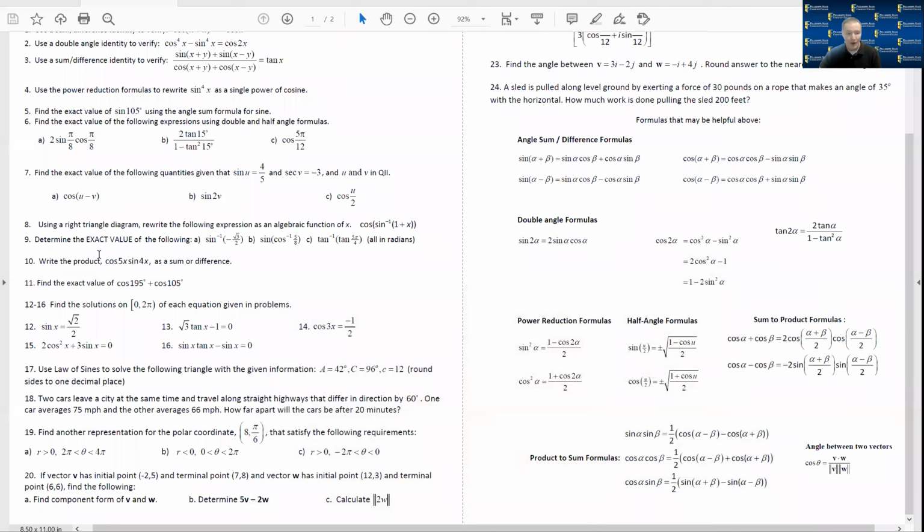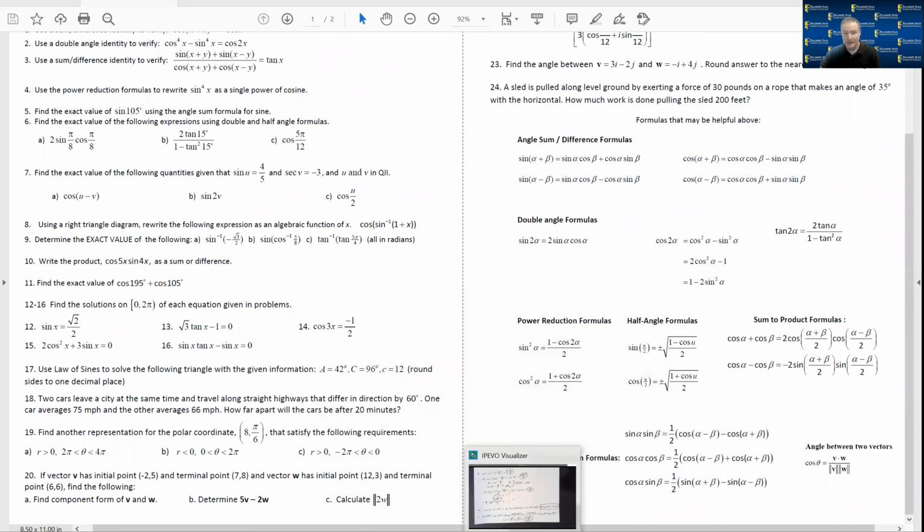It says, write the product cosine 5x sine 4x as a sum or difference. So you say, all right, I'm doing a product to sum. Well, here's my product to sum. I'm going to be using one of these three formulas here, and it's easy to figure out which one. We have a cosine times a sine. That's my third formula. Cosine alpha sine beta is equal to 1/2 sine the sum of the angles minus sine the difference of the angles.